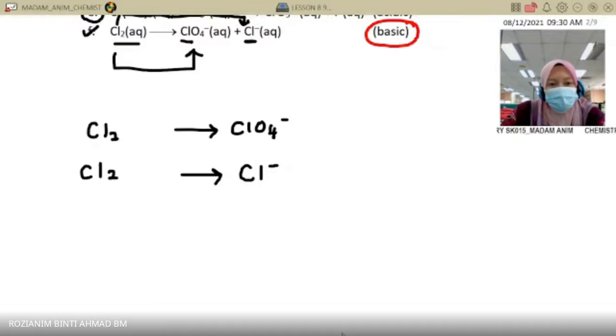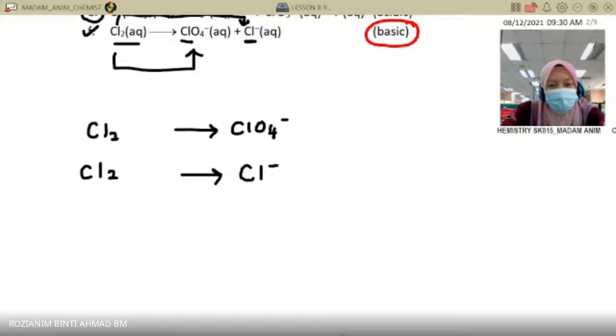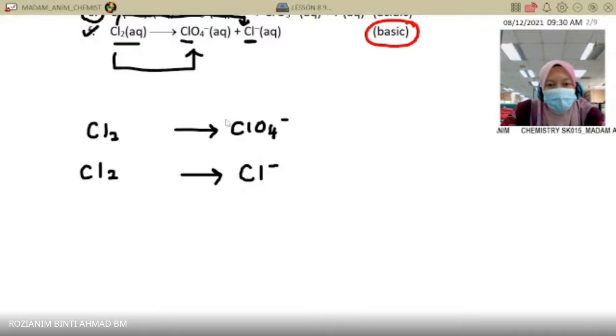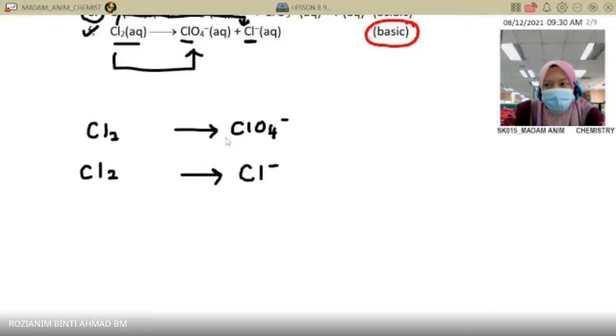Balance. Balance the ClO4. Add 2 in front of ClO4. Add 2 in front. Why add 2 in front? Because the reaction has 2. There are 2. Is it that we belong to the reaction? Is it we consider it as a reaction?